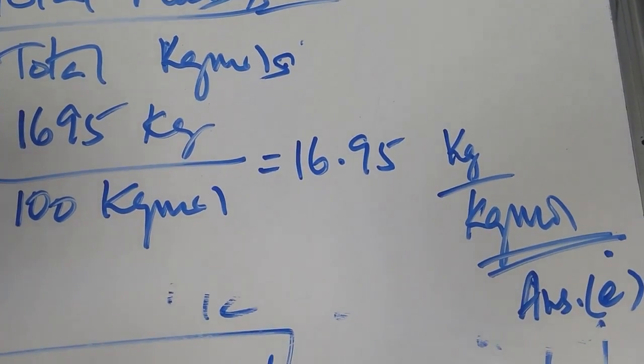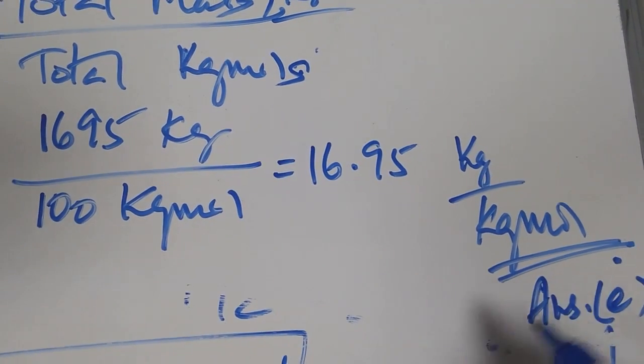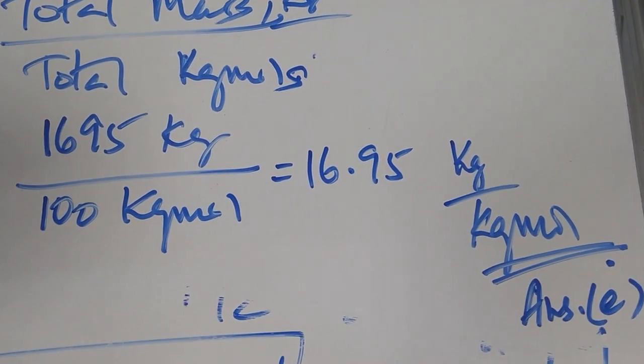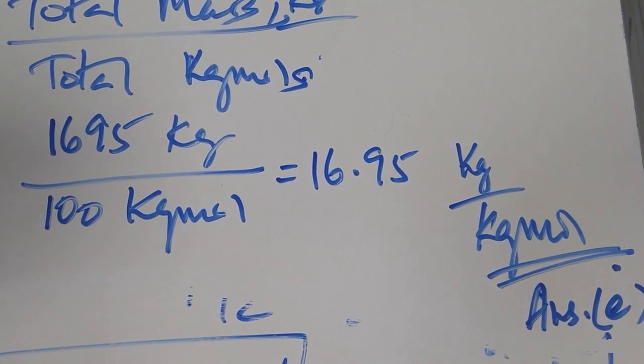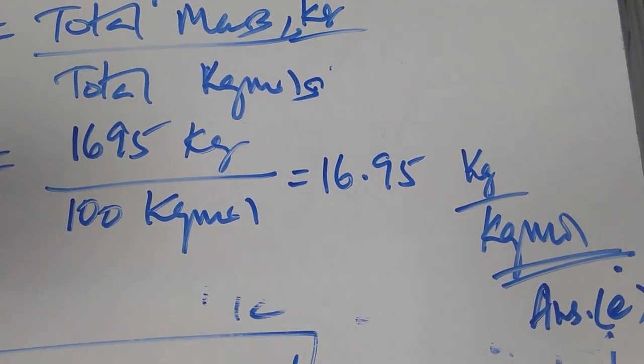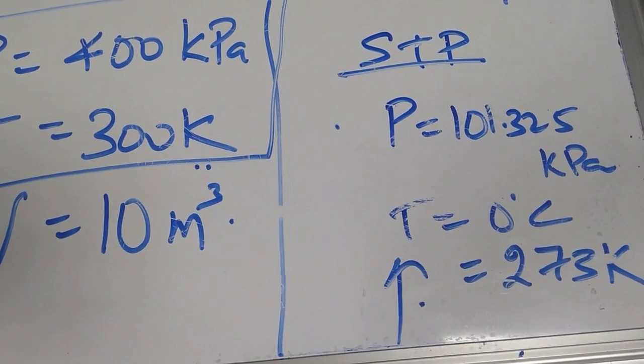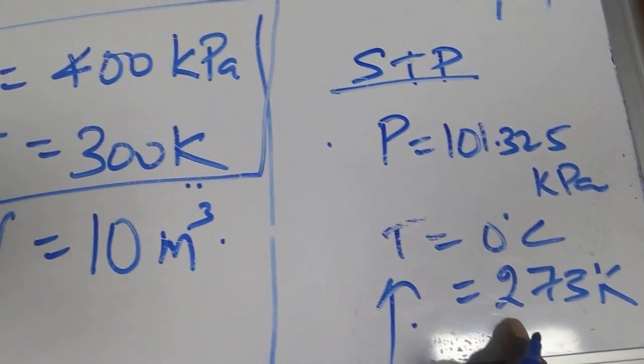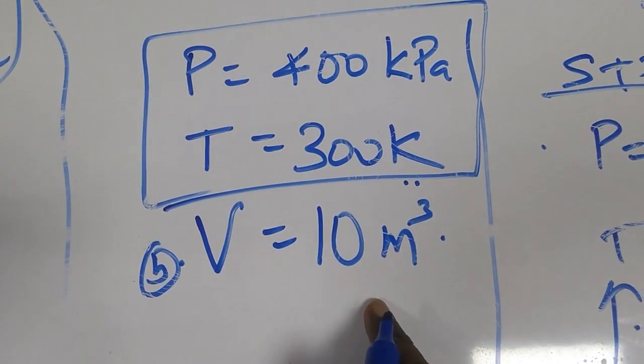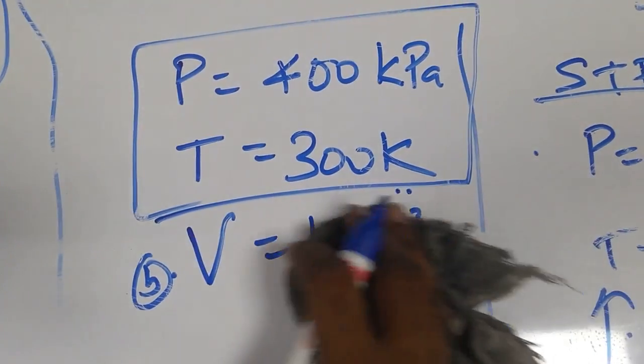The average molecular weight of the gas mixture is 16.95 kg per kg mole. So once we know this average molecular weight and we know the STP conditions, we can determine the density at STP conditions and density at the conditions in the well. Both can be done, right?